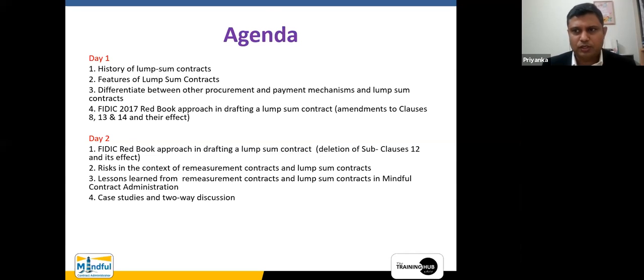The only difference between FIDIC 99 version and 2017 version is that special provisions A and B have been named as the contract data and special provisions in FIDIC 2017 version, as opposed to FIDIC 1999 version, which has got special provisions separately, right? So there are amendments to clauses such as clause number 8, 13, and 14, and their effect. So with that, we are going to wrap up day one because it is going to be a 2-hour session.